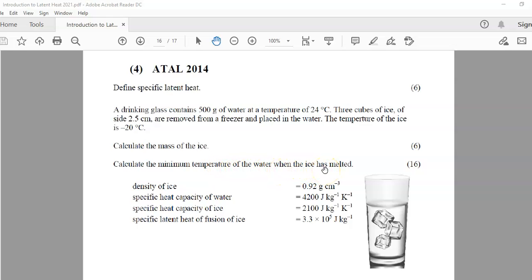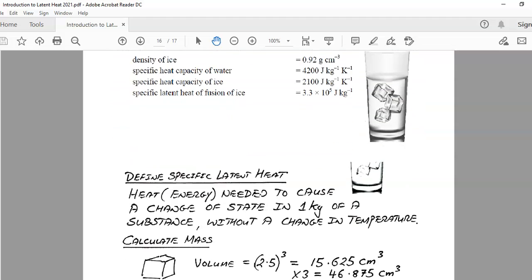Calculate the temperature of the water when the ice has melted. We're given the specific heat capacity of water, the specific heat capacity of ice, and the specific latent heat of fusion of ice. We're given a lot of constants there, so there's a bit of working out to do perhaps. Okay, let's look at each part in turn.